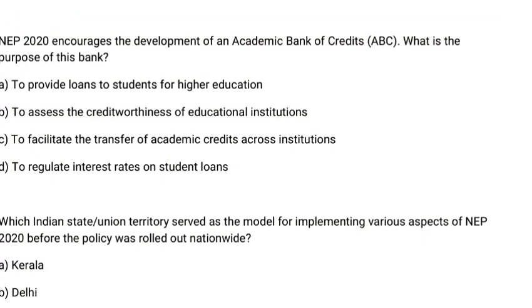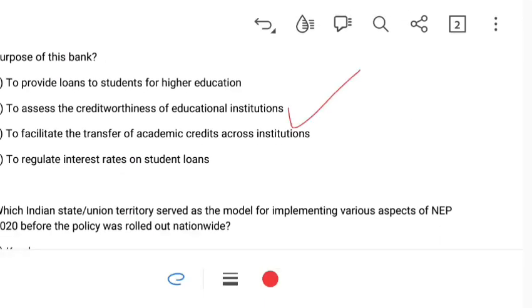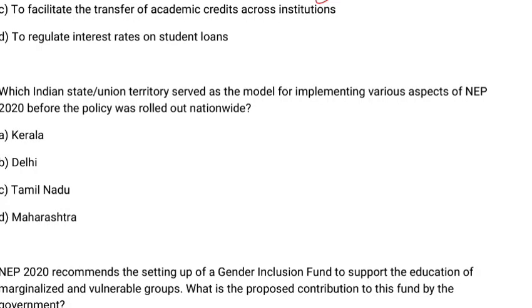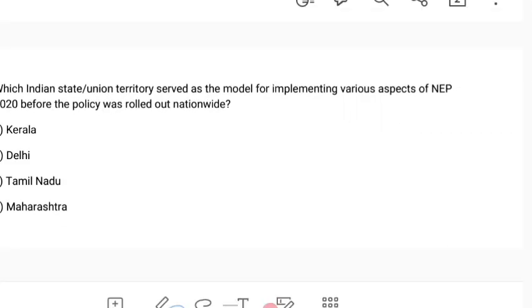NEP 2020 encourages the development of an Academic Bank of Credits, in short called ABC. What is the purpose of this bank? To provide loans to students for higher education, to assess the creditworthiness of educational institutions, to facilitate the transfer of academic credits across institutions, to regulate interest rates on student loans. Okay, it will be to assess the creditworthiness of educational institutions. Which Indian state or union territory served as the model for implementing various aspects of NEP 2020 before the policy was rolled out nationwide? It is Tamil Nadu.